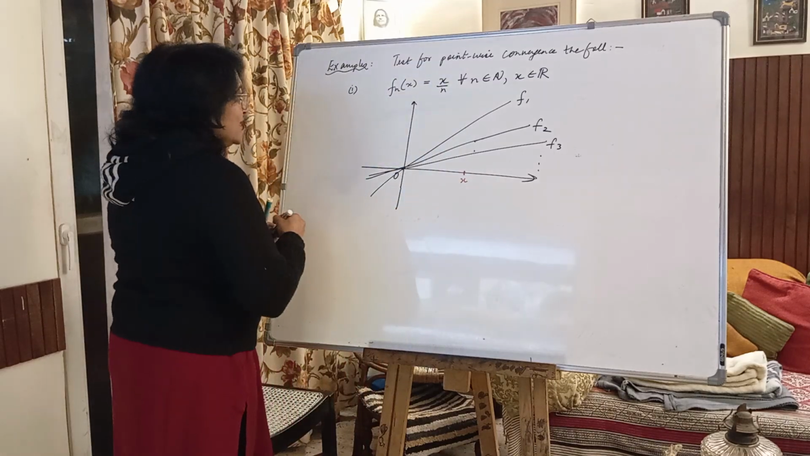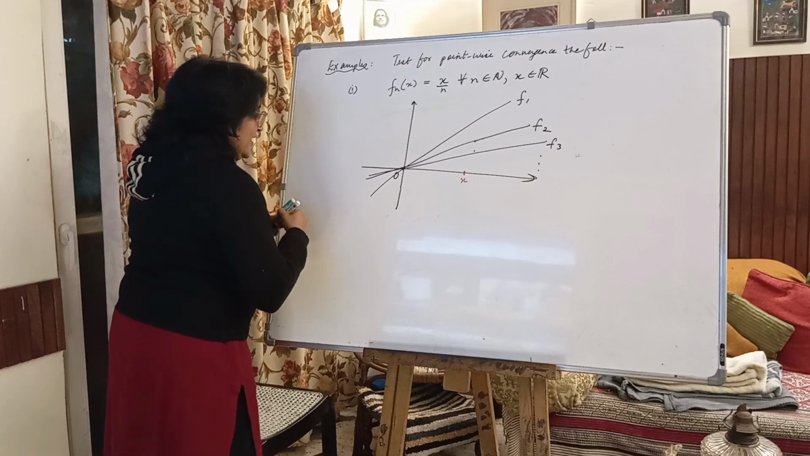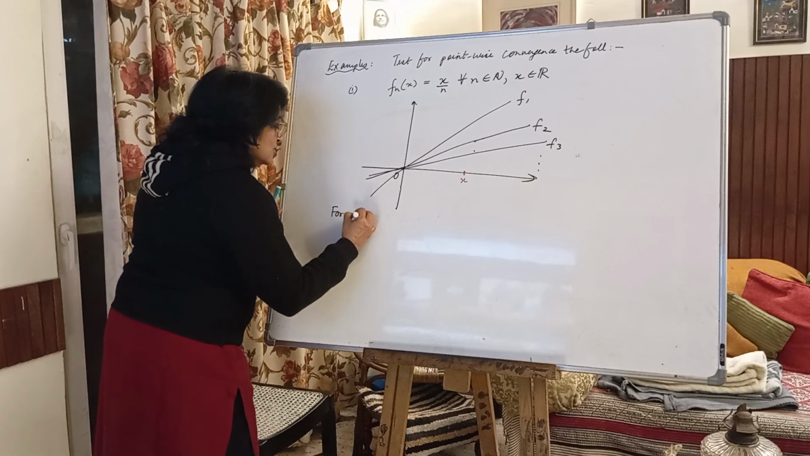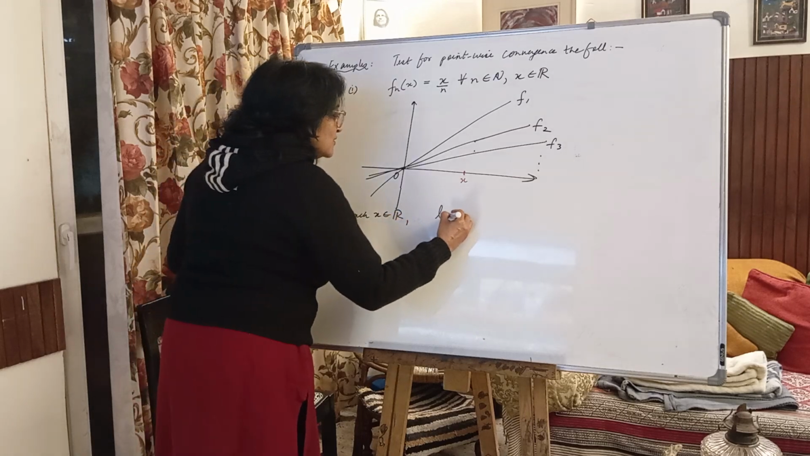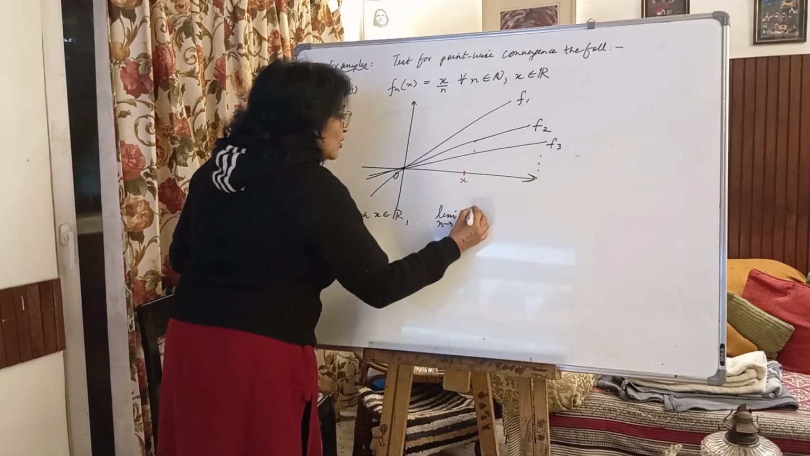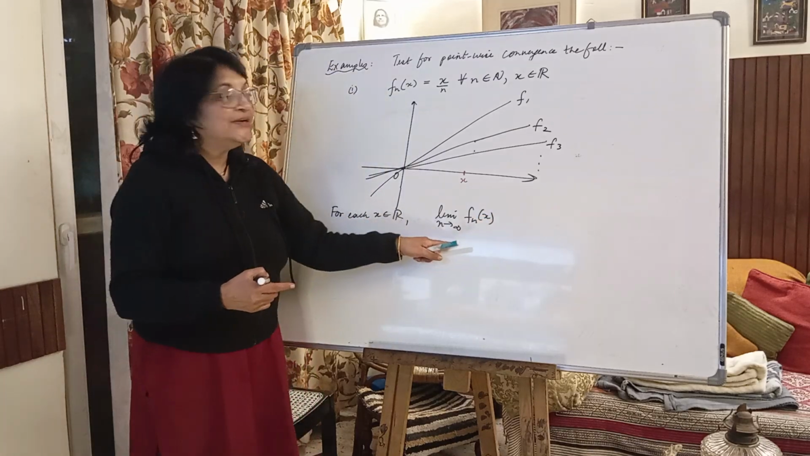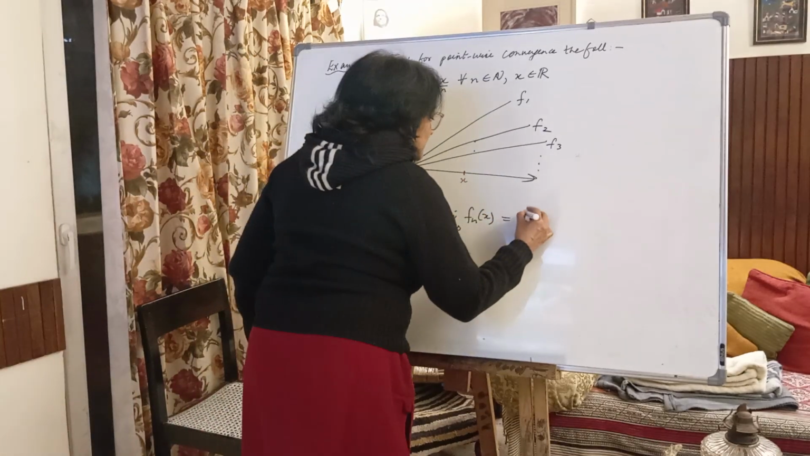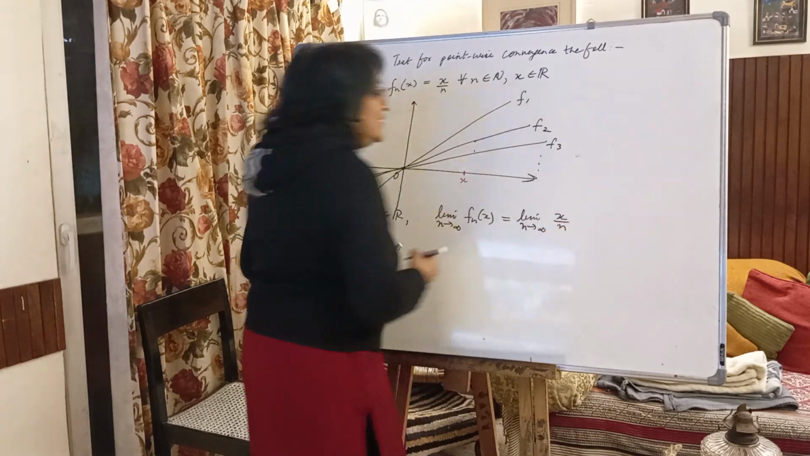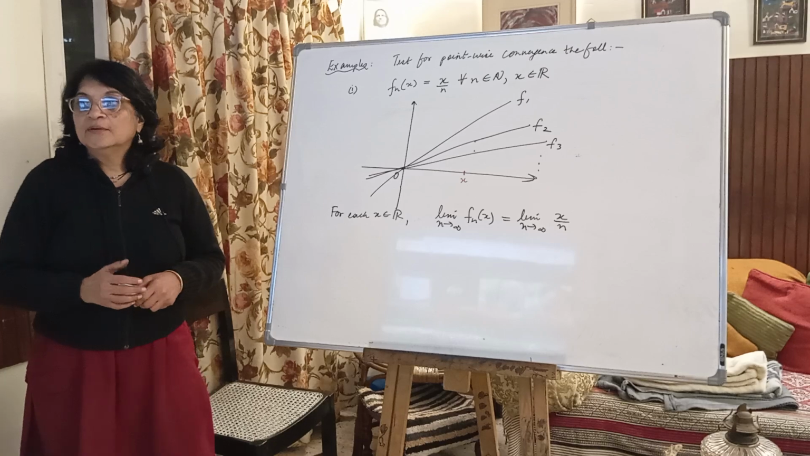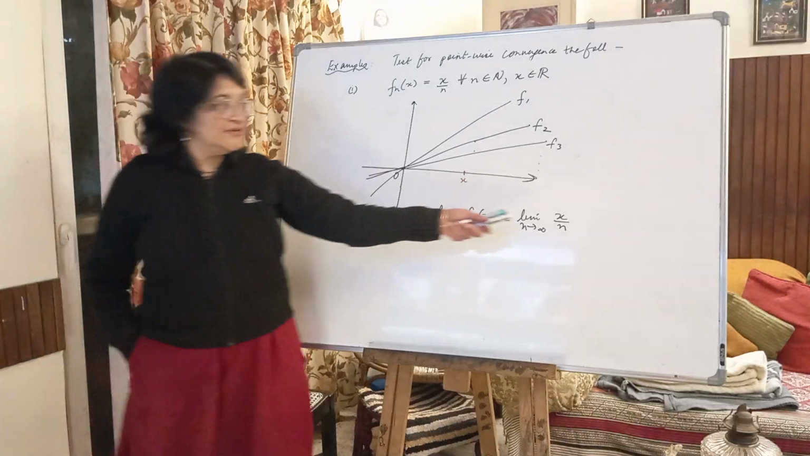Okay, so for each x, so how do you test for pointwise convergence? Fix your x. For each x belonging to R, what is the limit as n tends to infinity of fnx? You're going to treat x as a constant and you're going to tend n to infinity. This is the limit of the sequence x by n, where x is a constant. Now, how tedious is this for you, Lucky? Do you know what the limit of the sequence is?